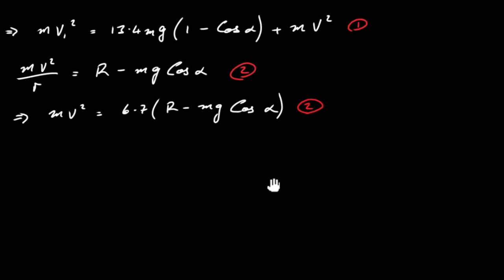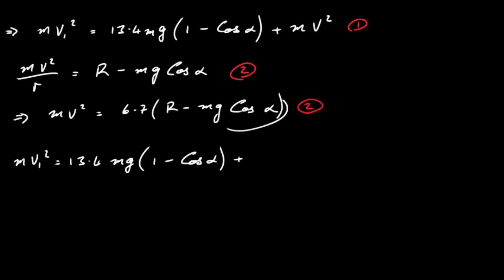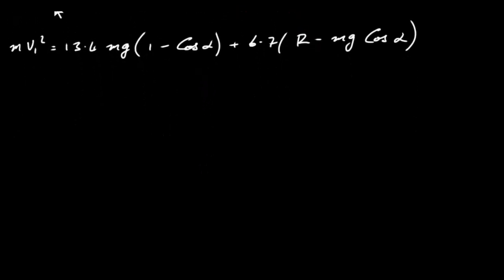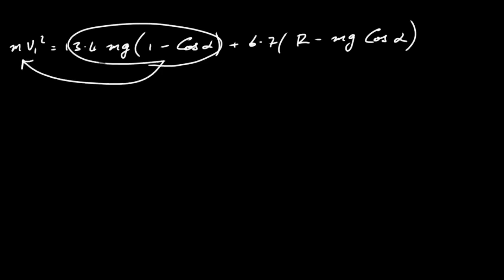So let's look at our two equations and do a bit of substitution. I'm going to take equation 1, which is mv1 squared equal to 13.4 mg(1 minus cos alpha), plus, now the mv squared, I'm just going to put this in instead of it, so it's 6.7 or minus mg cos alpha. Okay, so what I'm going to do next is multiply this out here, and bring it over to the left hand side.